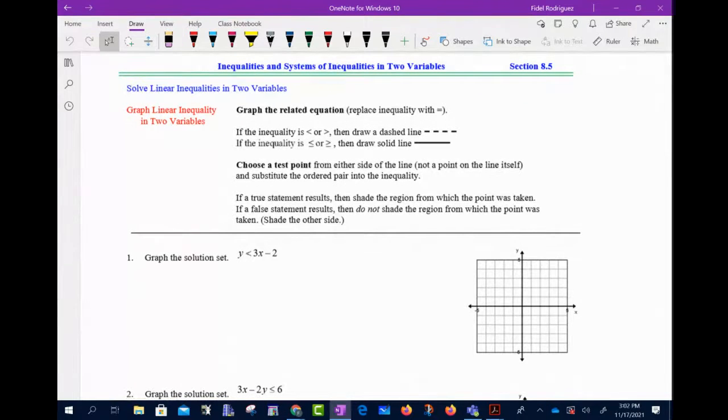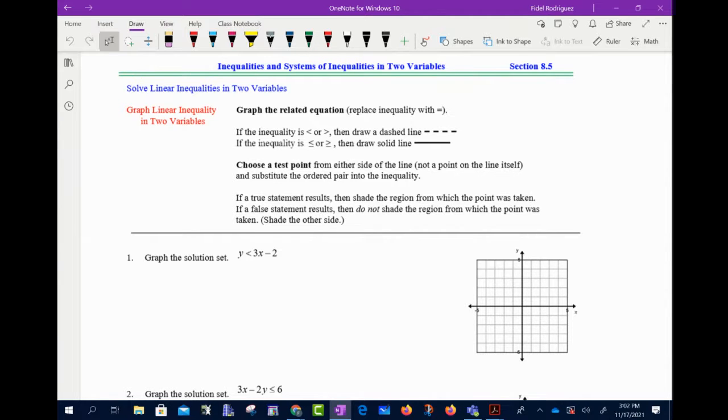Don't worry. All right, let's take a look here, y'all. 8.5 is inequalities and systems of inequalities in two variables. Okay, so really what we're going to be doing here in 8.5 is just drawing some very simple graphs. Most of them are all going to be lines. I think we have one where we have a couple of circles. But everything here, we're just graphing a line.